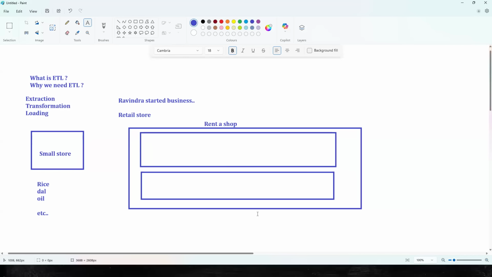Ravindra is the owner, right? Whatever items he purchased, he is going to maintain a book. And whatever he is selling, he is also going to maintain a book. Everyone maintains a book. So this is absolutely fine.